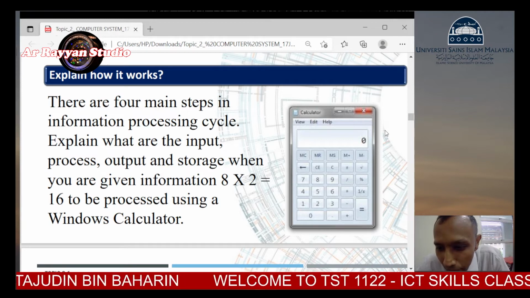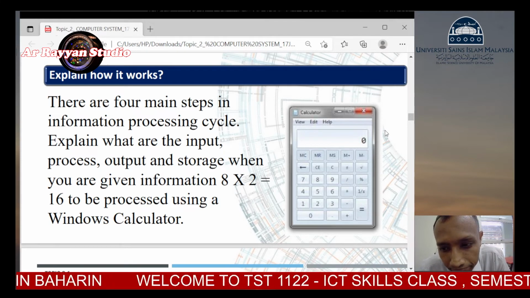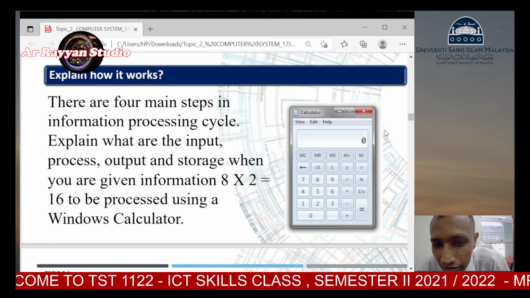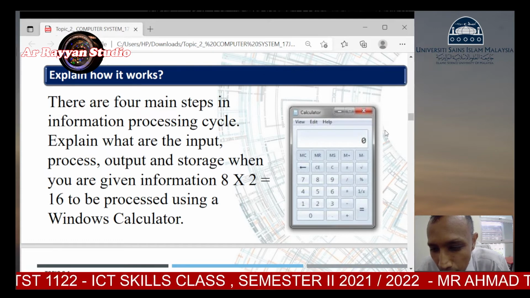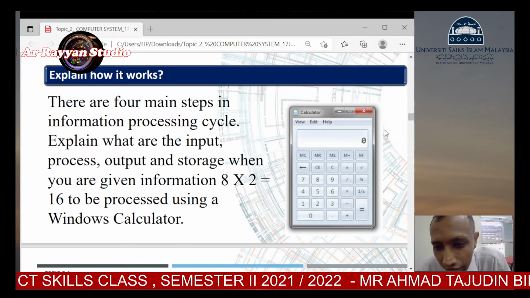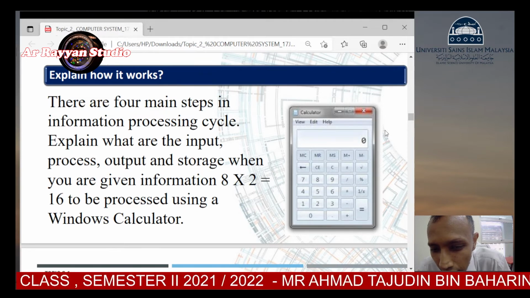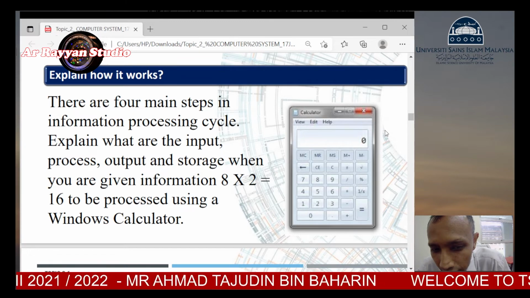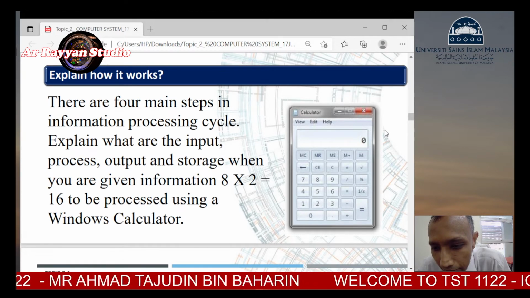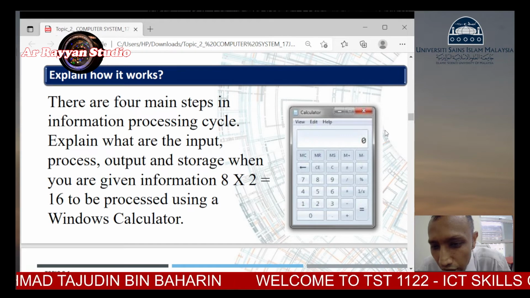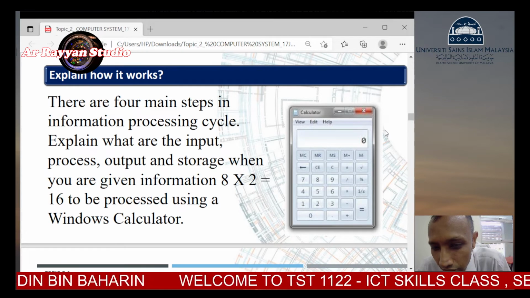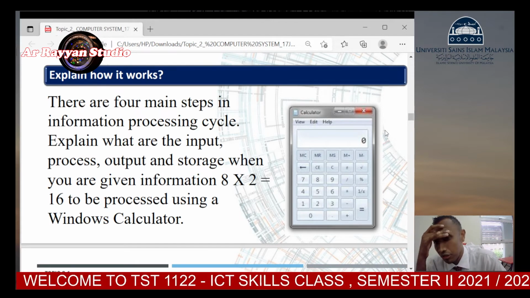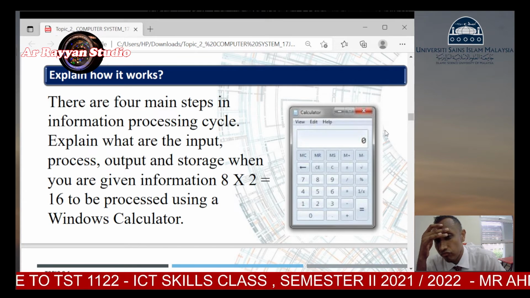So input dia apa? Kita tekan nombor tu. Okay, right. So bila kita tekan nombor dekat calculator tu, itulah input dia. So proses dia? Nanti dia akan kira lah. Alright, and then when our input katakanlah 8 times 2, so the process side we will process 8 times 2. Okay, and then output, output dia 16. Output dia dekat monitor tu lah kan. Okay, so output akan keluar dekat monitor 16 tu. So how about storage?